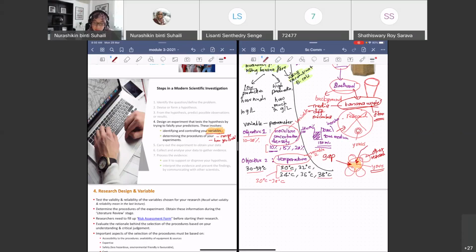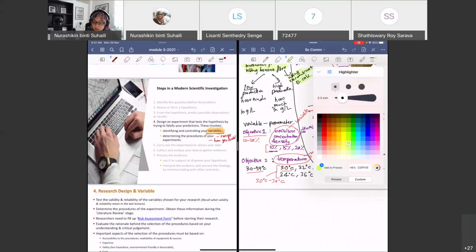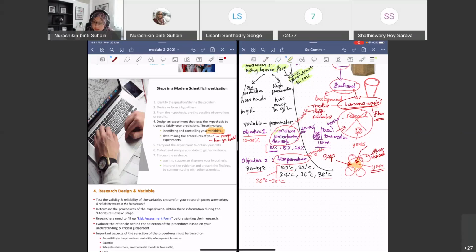So that is what is meant by identifying and controlling your variables. First, you have to identify your variables. So in this case, it is inoculum concentration and density, and then temperature. You identify the range, right? And from the range, you know that you will control the variable at those particular values.